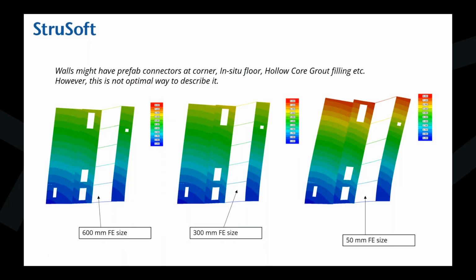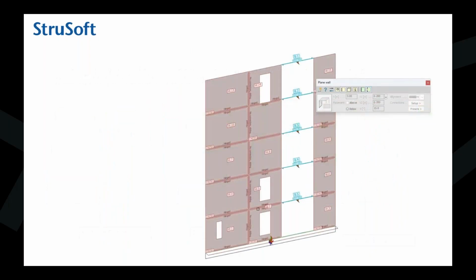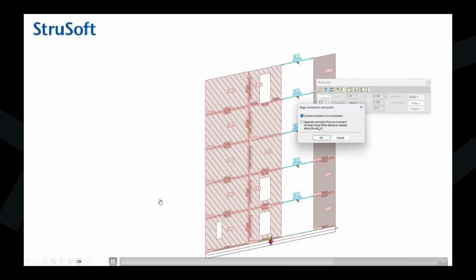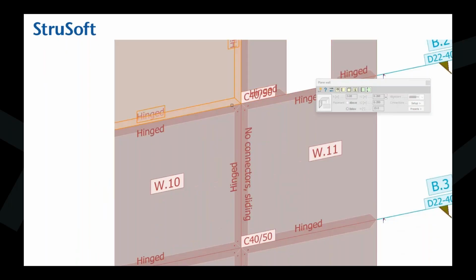So I recommend that you solve it by applying those separate endpoints, and you have a button in the wall dialog to do that. So first you select walls, then you select connections, and finally, you select which of those endpoints will be separated. So I will say that okay, they are separated. And there's a small button or this dot symbol in the corner of the edge connection, which will tell you that now the corner or the endpoint of that wall will be separated for the finite element model.